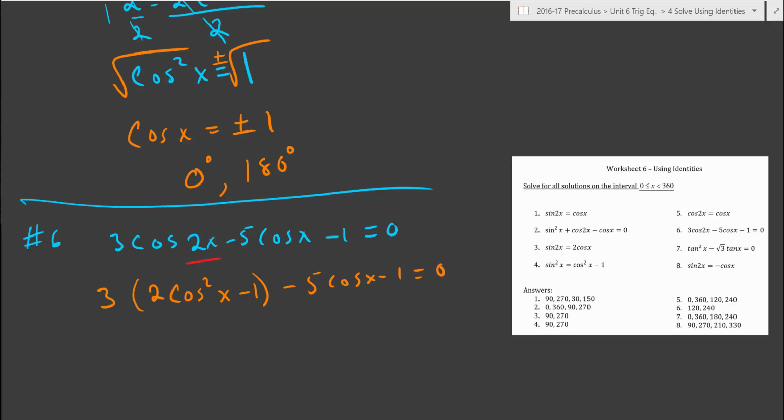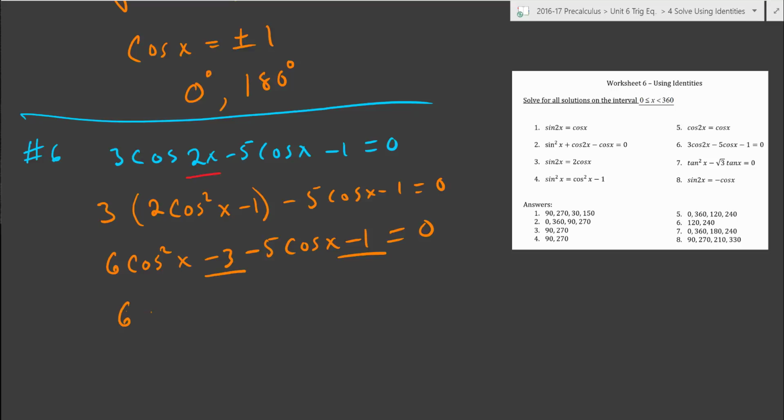And then simplifying by distributing the 3, we have 6 times cosine squared x minus 3 minus 5 times cosine x minus 1 equals 0. And now we'll combine like terms, negative 3 and the negative 1, giving us 6 times cosine squared x minus 5 cosine x minus 4 equals 0. And at this point, I'm going to substitute in a variable. I'll say let cosine of x equal the variable u, just to make it look a little simpler, easier to deal with, which gives us 6u squared minus 5u minus 4 equals 0.